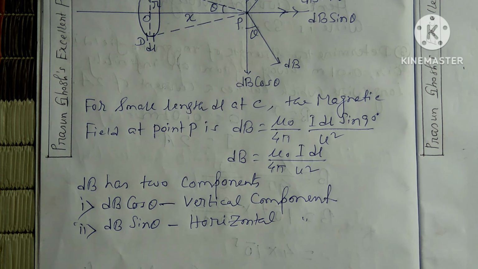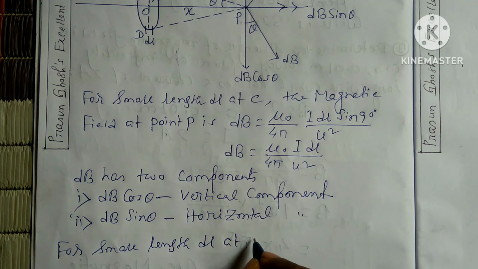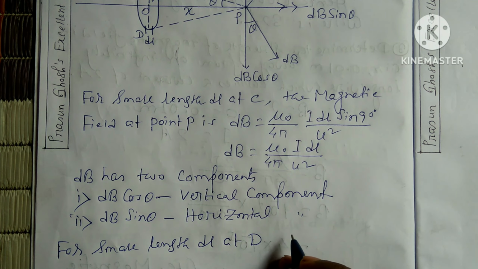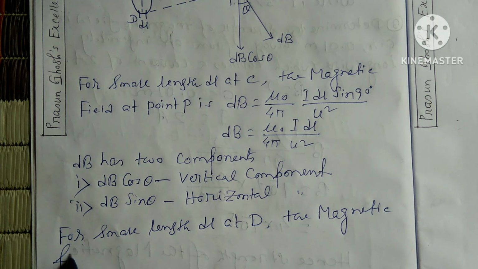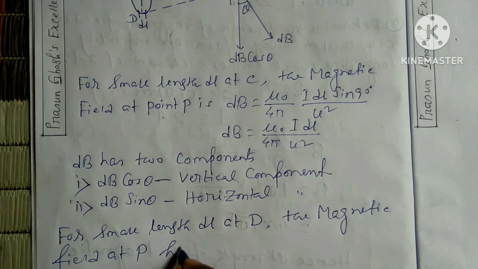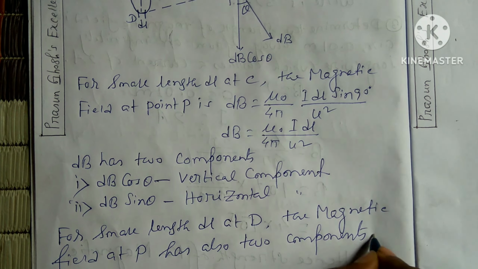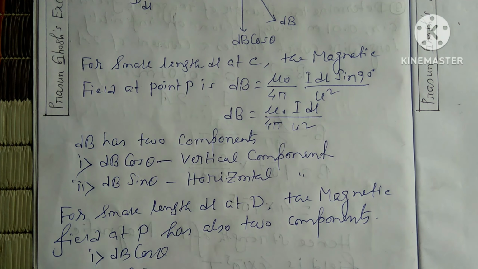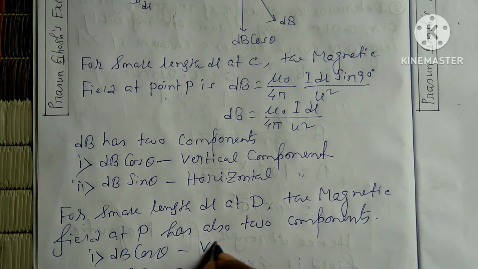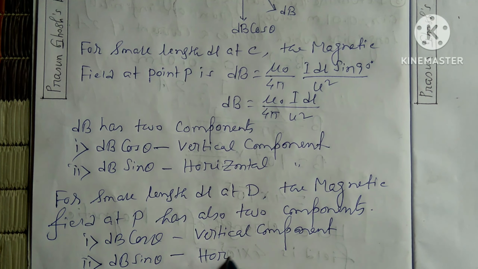And for small length dl at D, the magnetic field at P also has two components, that is dB cos theta and number two dB sin theta. dB cos theta is the vertical component, dB sin theta is the horizontal component.